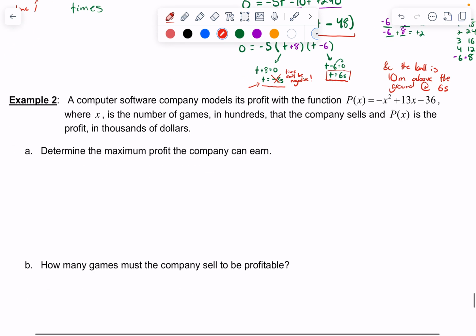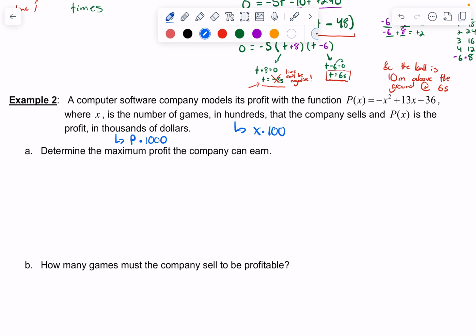Okay. Example 2. A software company models its profit with the function p of x, where x is the number of games in hundreds. So remember, in order to actually get the number of games, it's going to be x times 100, right? Because you're measuring in hundreds. And then p of x is profit in thousands of dollars. So eventually you'll get a profit value, and to get the actual real profit, you'd have to multiply this by 1,000. So determine the maximum profit the company can earn.